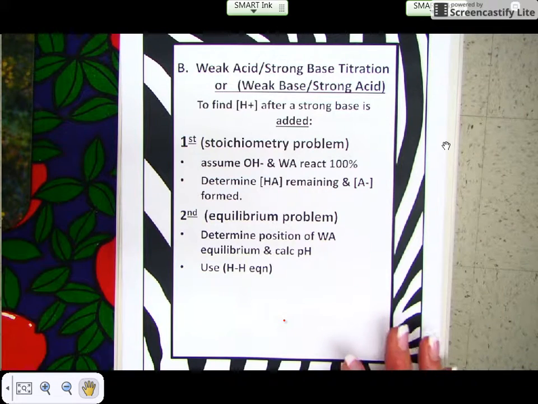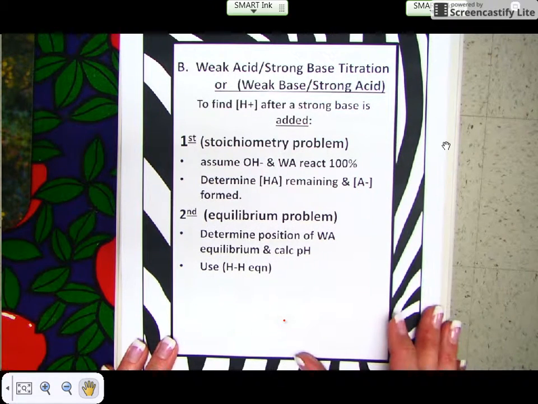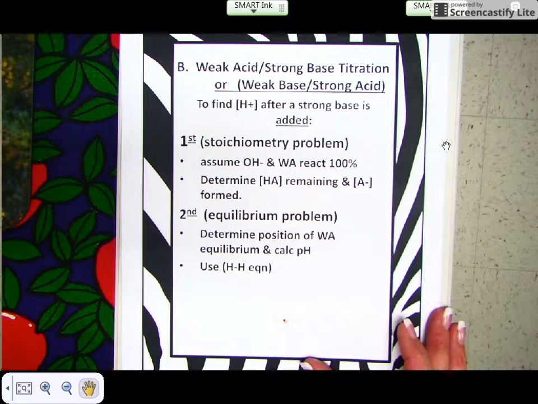Alright, so I just want to introduce you to the weak acid strong base titration notes. If you would just copy these down, then we'll work through the calculations in class tomorrow.